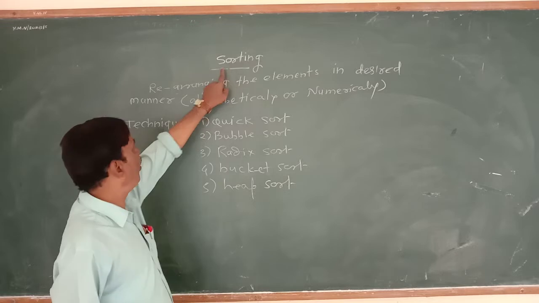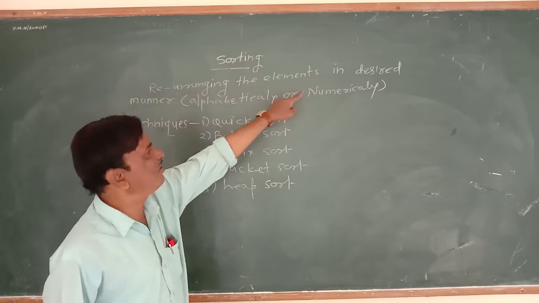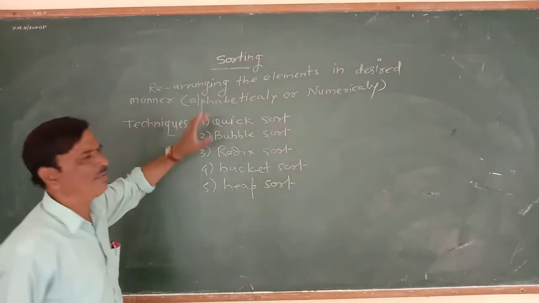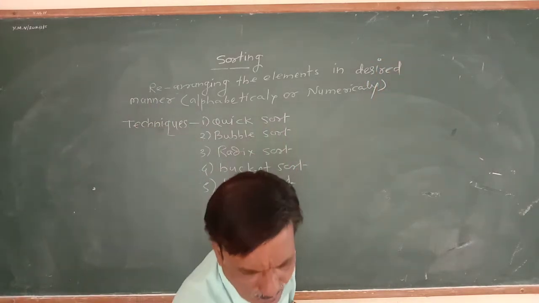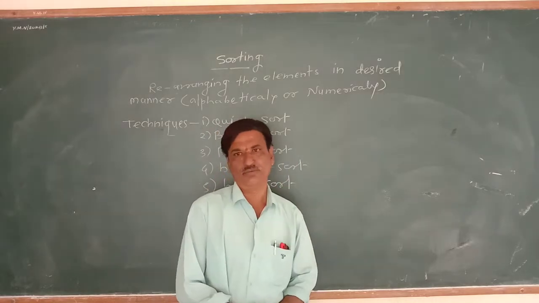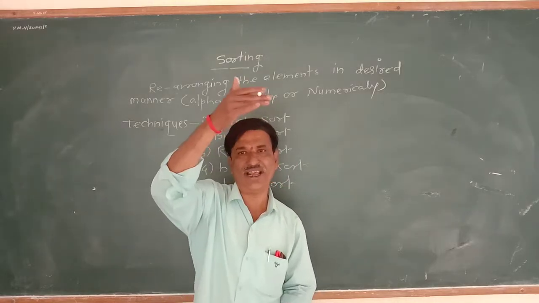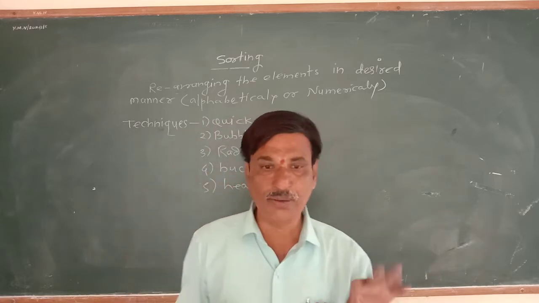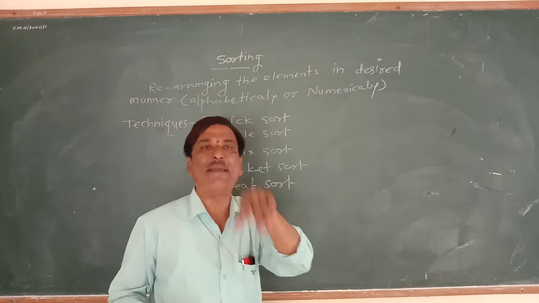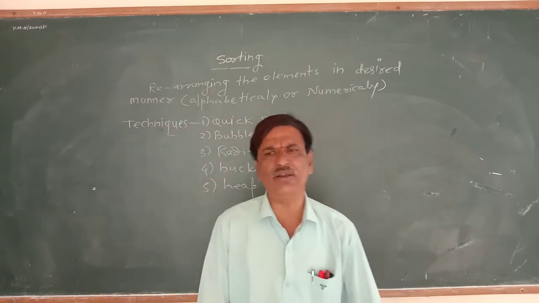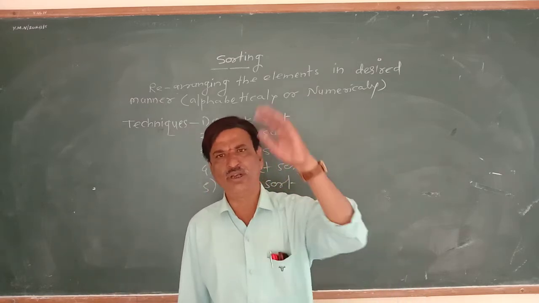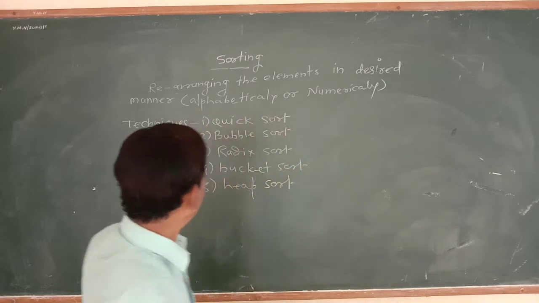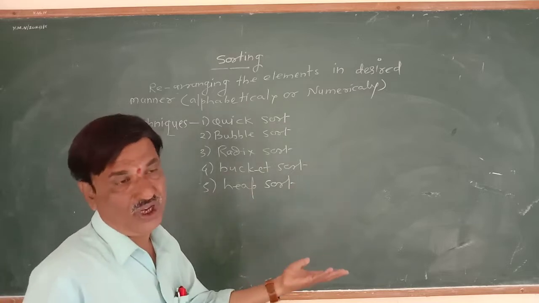So sorting stands for rearranging the elements in desired manner, that is alphabetically or numerically. So suppose we are having the data of numbers, so numbers can be rearranged in ascending order or descending order. Similarly, we are having suppose list of some names. So names can be sorted in ascending order or descending order. Thus, there are various techniques to sort.